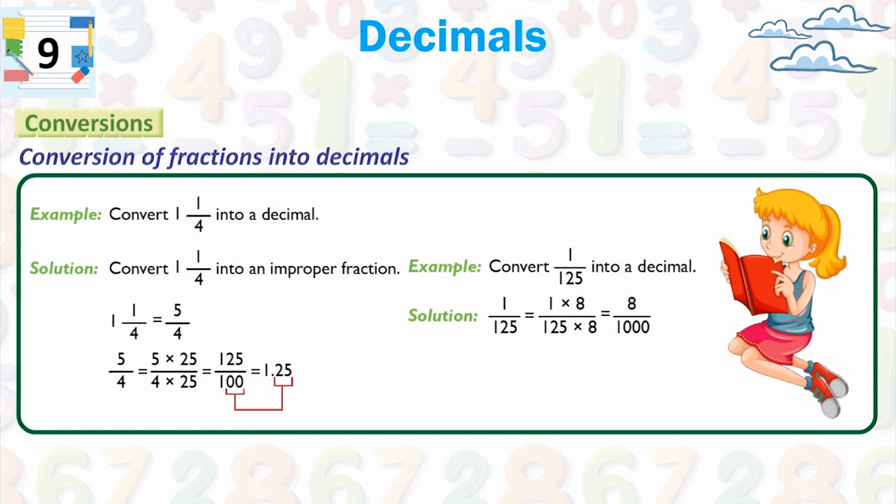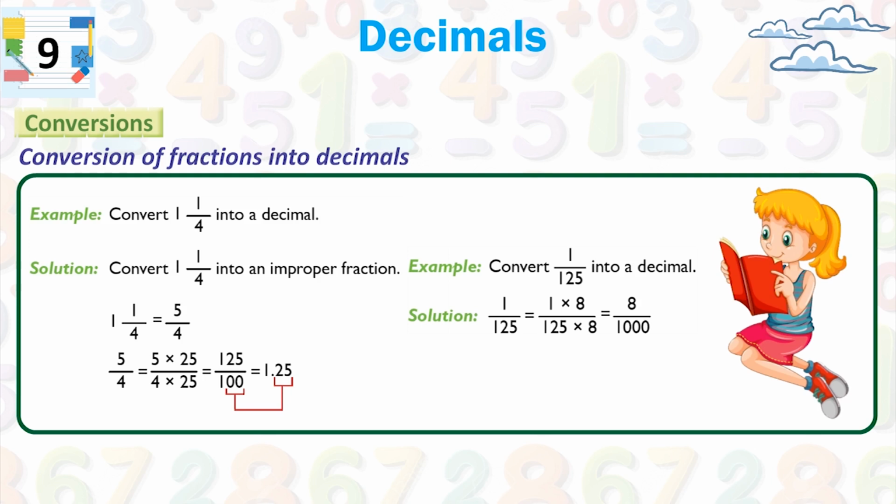Example, convert 1 1/4 into a decimal. Solution, convert 1 1/4 into an improper fraction. 1 1/4 is equal to 5 upon 4. 5 upon 4 is equal to 5 into 25 upon 4 into 25 is equal to 125 upon 100 is equal to 1.25.